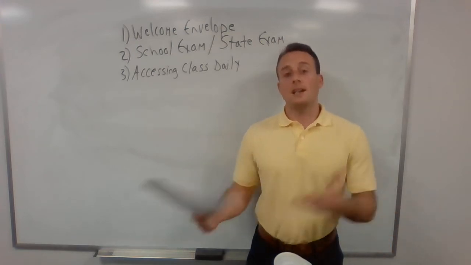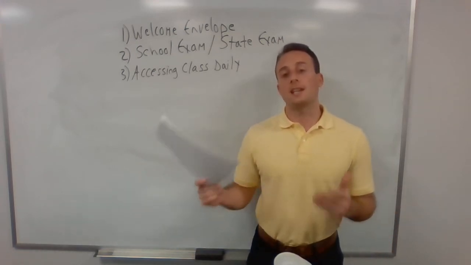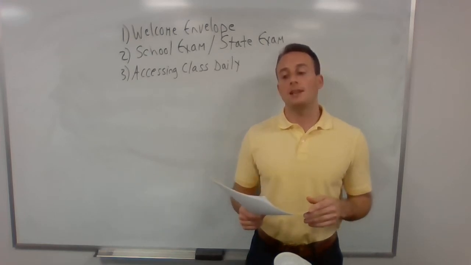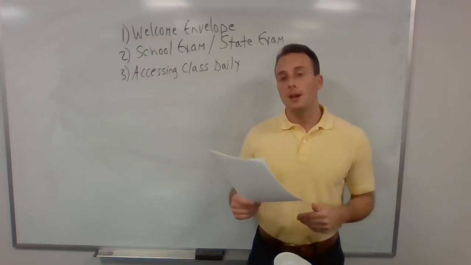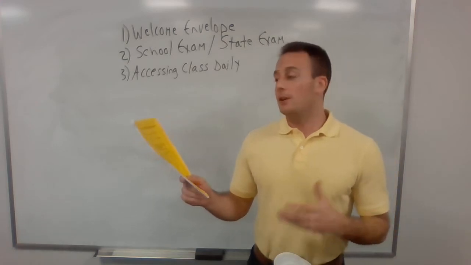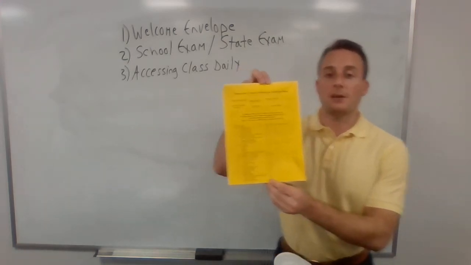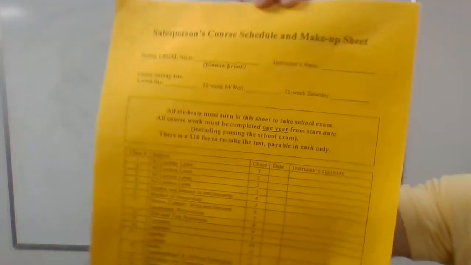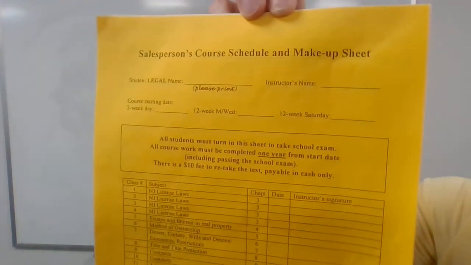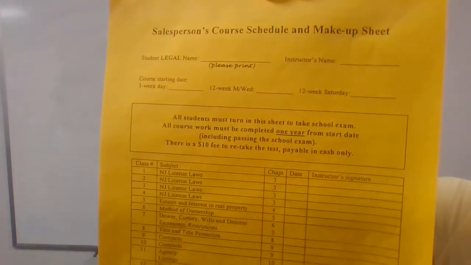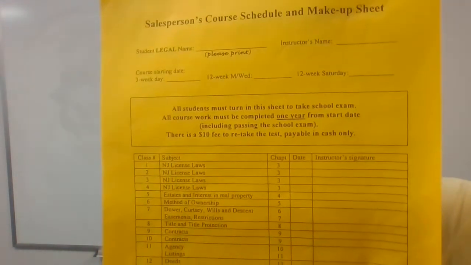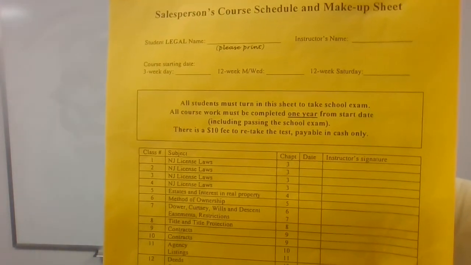So what we'll focus on now is the welcome envelope, the second thing that you're going to receive in the envelope that will be mailed to you. In the welcome envelope, you're going to find a bunch of things. The first thing you're going to find here is a salesperson's course schedule makeup sheet, which looks something like this. At the top, you have your name and all that kind of stuff. And then we have, as you'll see here with the columns, class number and chapter number.